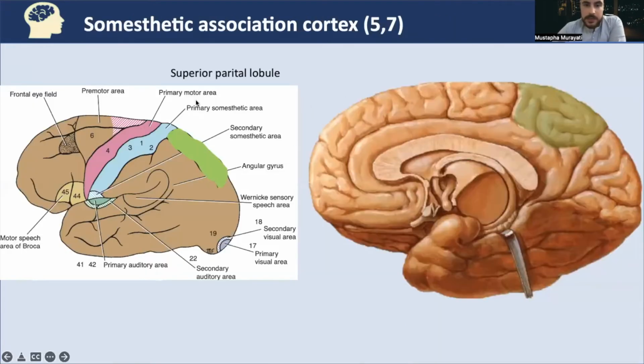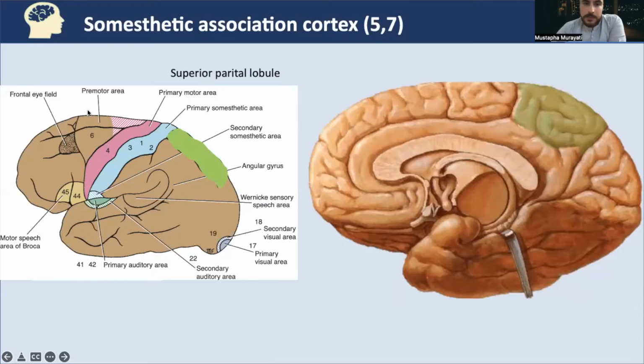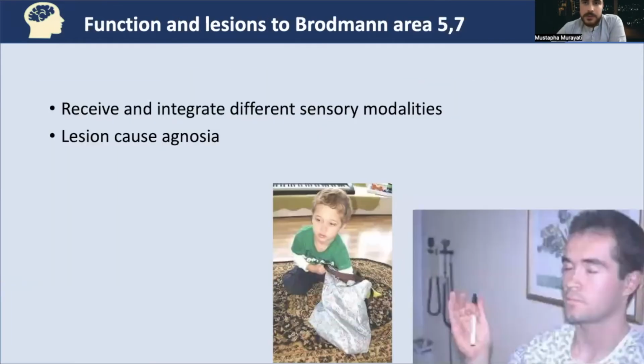It really has an important function in the sensory. It receives and integrates different sensory modalities, just as the premotor area stores the programs for motor functions. Here we have the secondary somatosensory area. It also stores past experiences about the feelings of touch, multiple sensory modalities, proprioception, size, shape, temperature, whatever different sensory modalities, and integrates them to give us an idea.